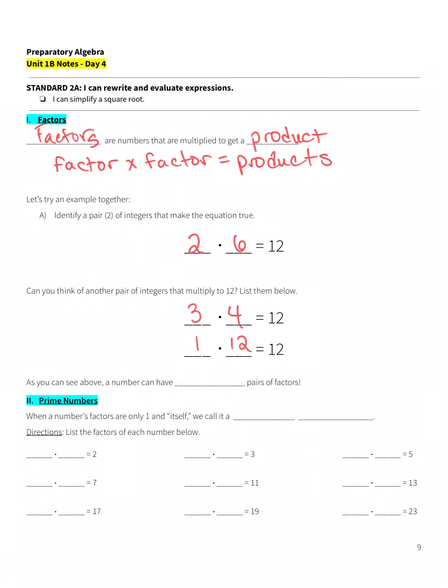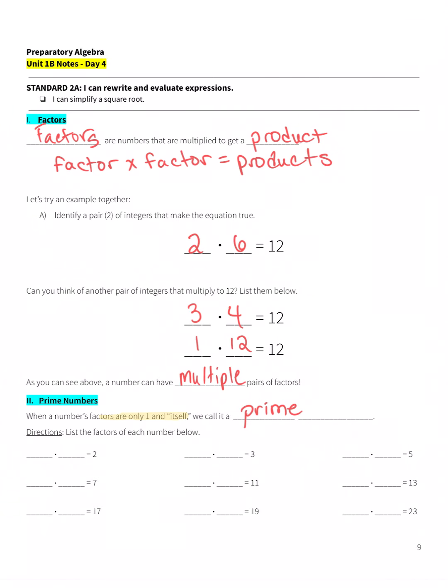So a number can have multiple pairs of factors. Now we have these special things called prime numbers. When a number's factors are only one and itself, we call it prime. So that means the only way to multiply that number is by multiplying it by 1. There are no other ways to get it. Okay, so you only can multiply by 1 to get the number. That would be a prime factor.